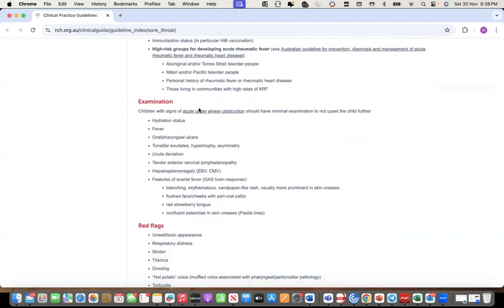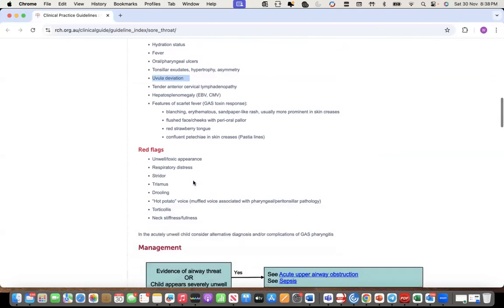Sometimes when children come to you, you have to assess their hydration status, check if they still have the fever, and check for any ulcerations, exudates, tonsillar hypertrophy, asymmetry, deviation of the uvula, and tender cervical lymphadenopathy. Then you can check for hepatosplenomegaly. So this is at the bottom, but if you can stop here, you would already know that this case is a surgical case, and you would refer for ENT surgery.